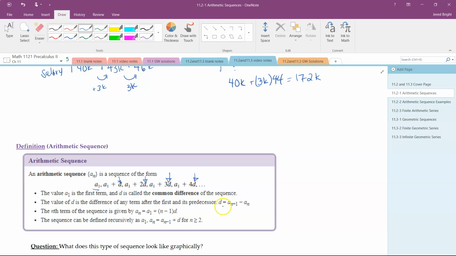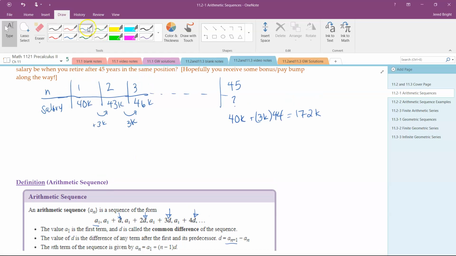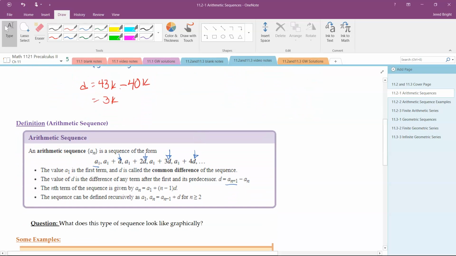And mathematically, to find this common difference, we take the term after minus the term before. Okay, so in other words, you can see what I did. I represented the addition from one term to the next as 3,000, but I could have done it a different way. I could have said D is equal to 43K minus 40K, and then that gives me my common difference of 3,000 or 3K. All right, so that's how we can get our common difference.